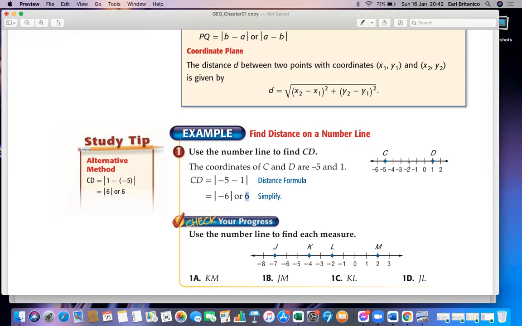Or if you do the other way around, it can be 1 minus -5.